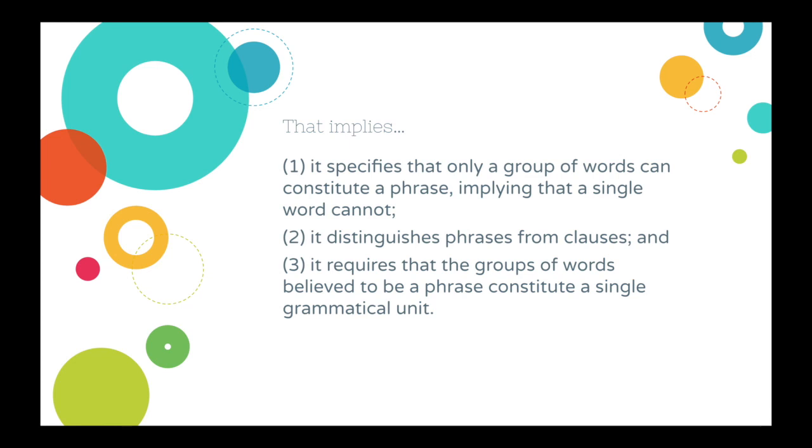First, it specifies that only a group of words can constitute a phrase, implying that a single word cannot. Number 2, it distinguishes phrases from clauses, which is a good thing. And it requires that the group of words believed to be a phrase constitute a single grammatical unit, for example, like an adverb, an adjective, a noun, a verb, and so on.